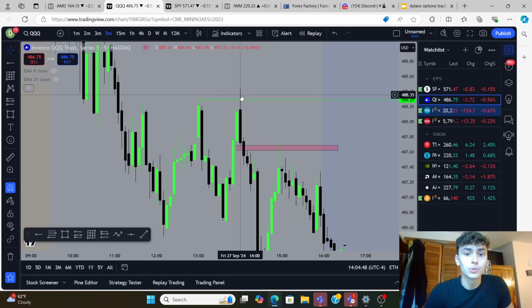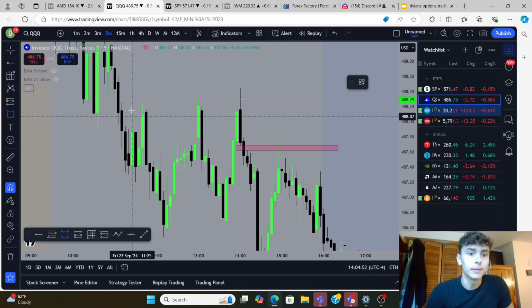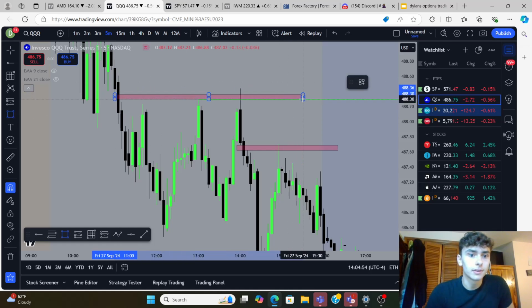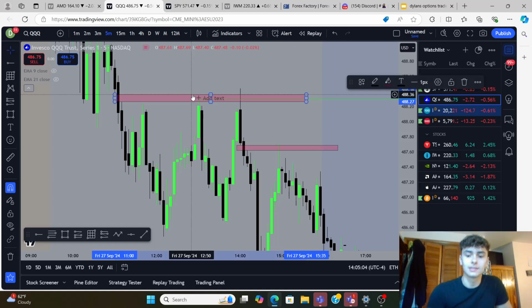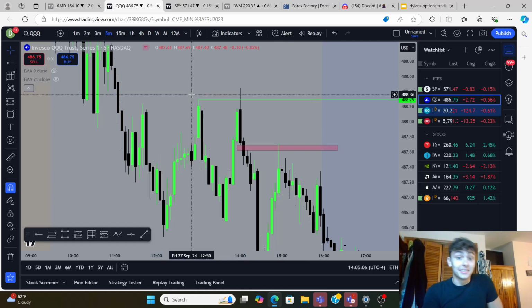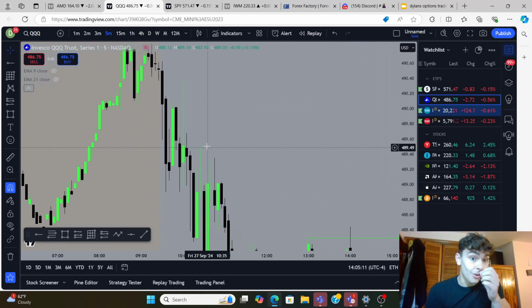And not only do we sweep liquidity on these relative equal highs, but we have a fair value gap right here that we filled twice and then got moved down on. Guys, you can make a lot of money from these moves just by recognizing these fair value gaps. This is proof. I'm not making this up. This stuff really happens all the time.